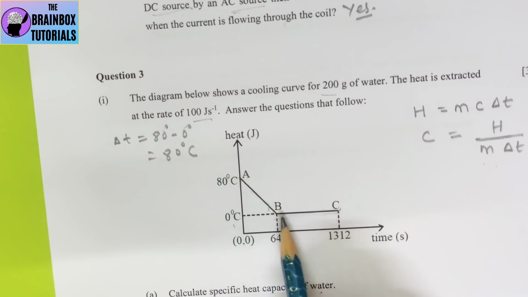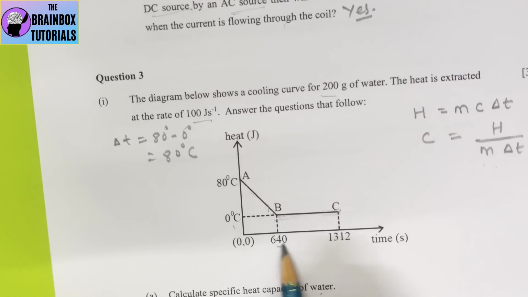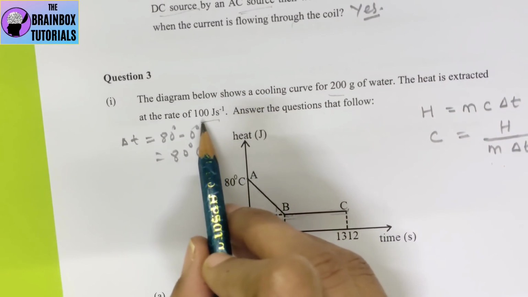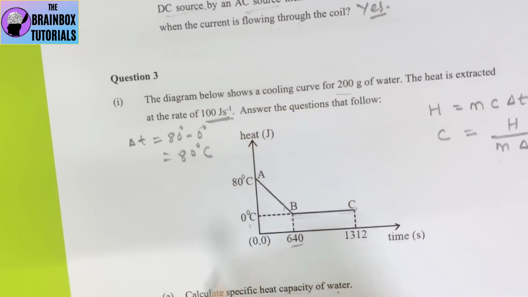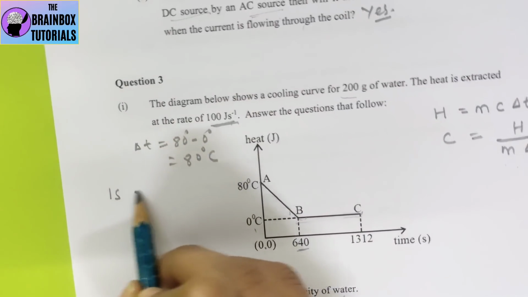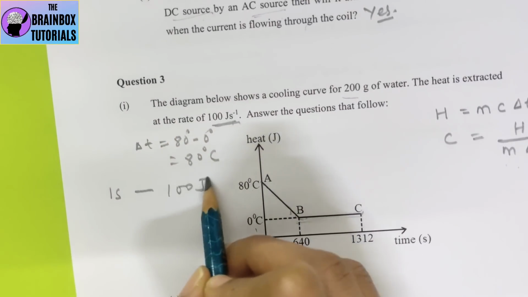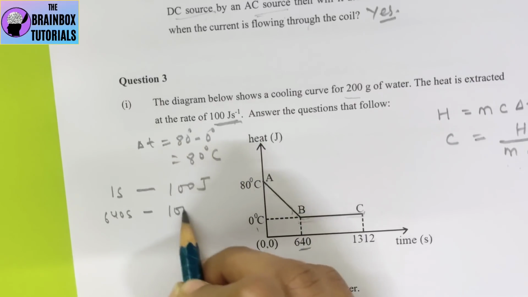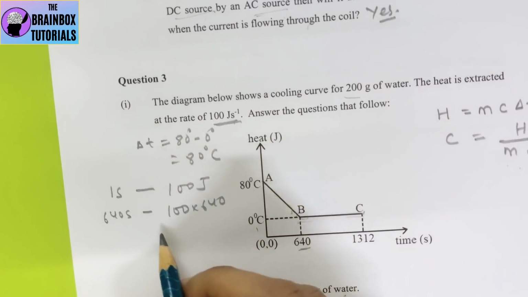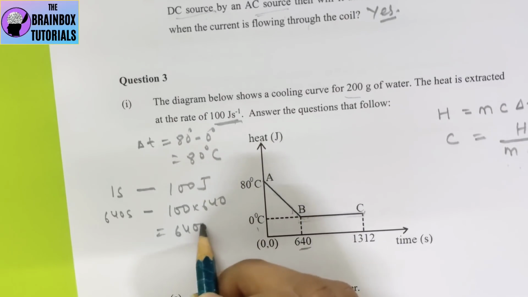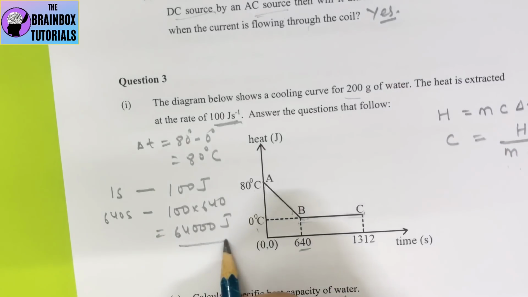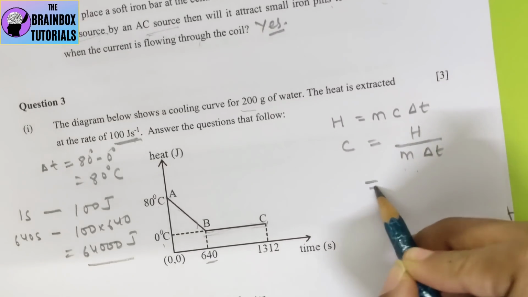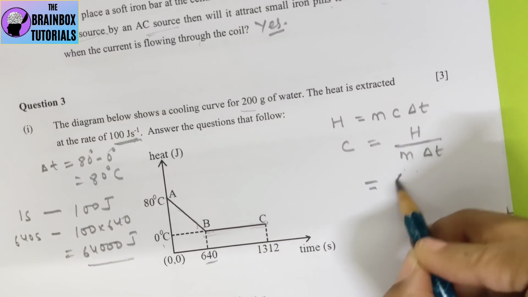for moving from A to B, 640 seconds are taken, and here it is written that the heat is extracted at the rate of 100 joule per second. So in 1 second 100 joule heat energy is extracted. So in 640 seconds, 100 into 640, that means 64000 joule energy is extracted. So this is heat energy. Now we can calculate specific heat capacity of water.